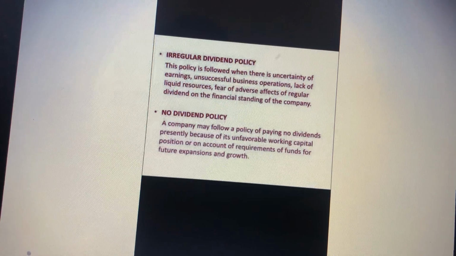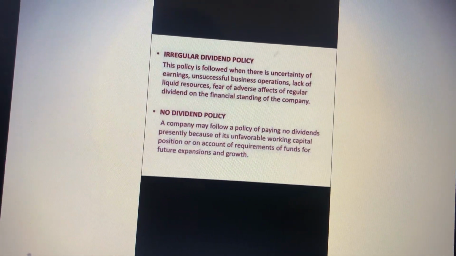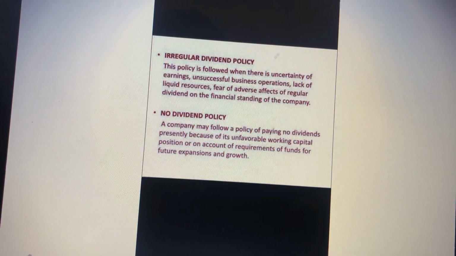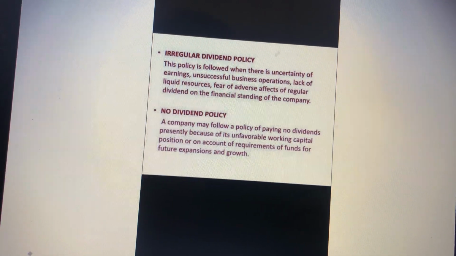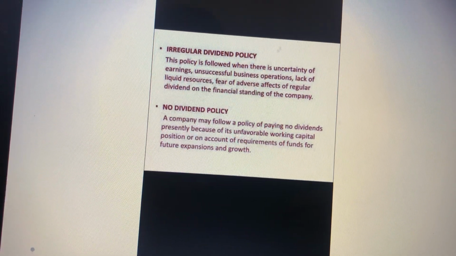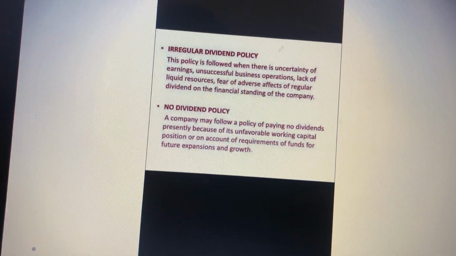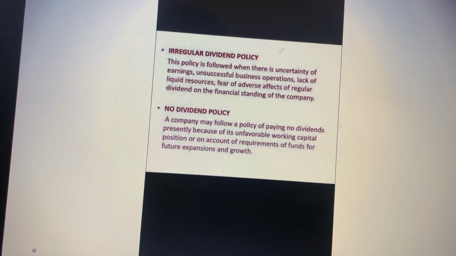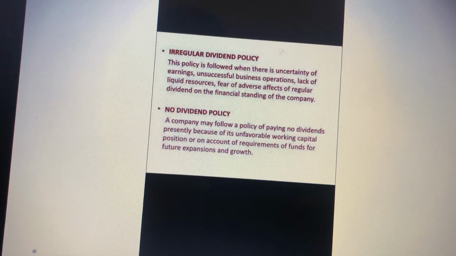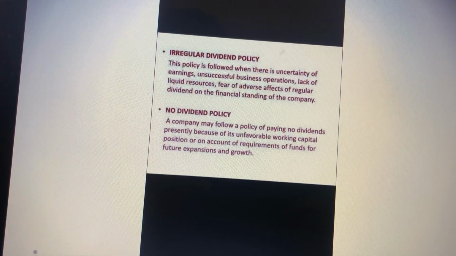The third one is the irregular dividend policy. This policy is followed when there is uncertainty of the earnings, unsuccessful business operations, lack of liquid resources, fear of adverse effects of regular dividend on the financial standing of the company. If we want to make it a little easier, we can say the uncertainty of earnings, unsuccessful business operations, lack of liquid resources, and fear of adverse effects of regular dividends on the financial standing of the company is known as irregular dividend policy.